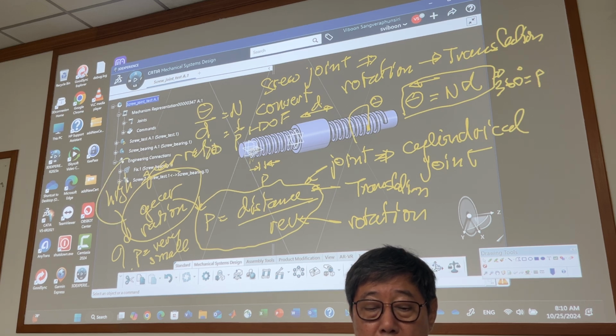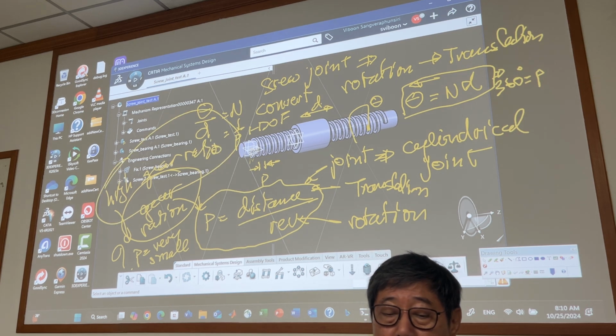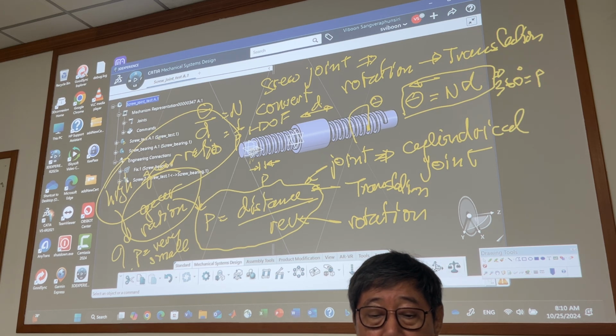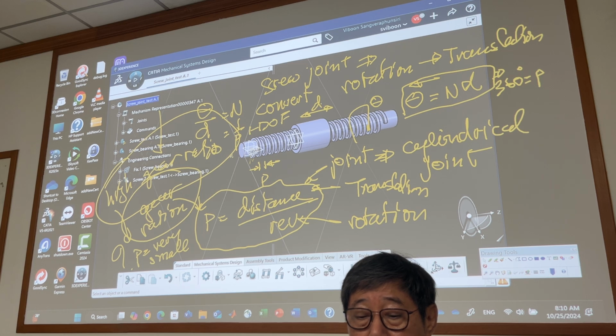Okay. What does it mean by high gear ratio? What does it mean? See, sometimes this kind of joint we call a transmission joint. Sometimes this kind of joint we call transmission joint.